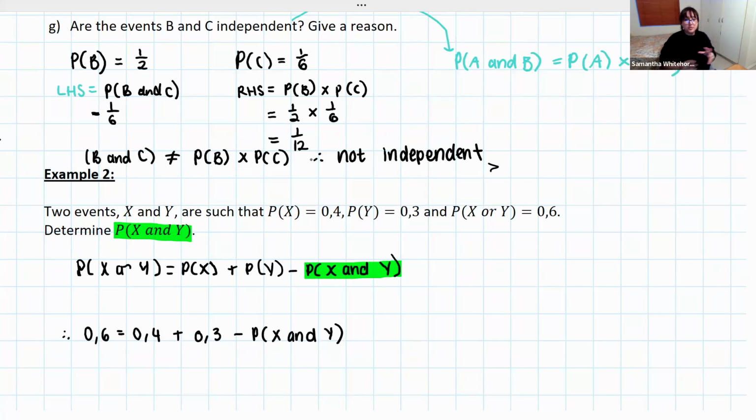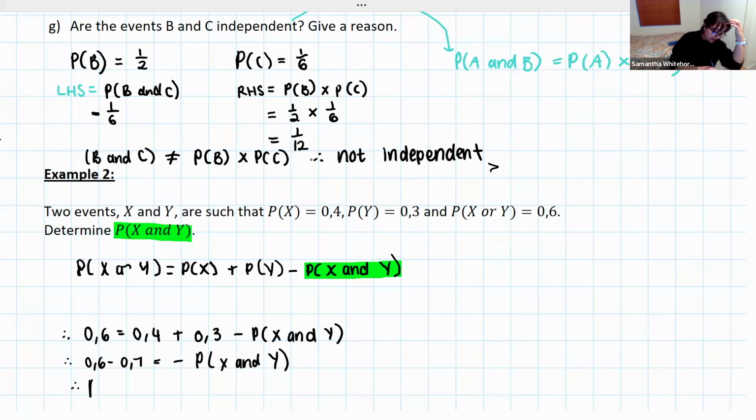If you want to shuffle terms around so that you've got probability of X and Y by itself, absolutely fine, you do you. It's up to you. But inverse operation says that we should subtract 0,4 and 0,3 on the left-hand side. Now 0,4 and 0,3 is 0,7. So we would have 0,6 minus 0,7 is equal to minus the probability of X and Y. And so when we solve for this, just to get our signs right, probability of X and Y is equal to 0,1.